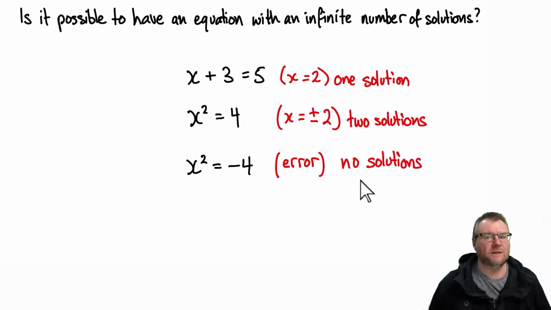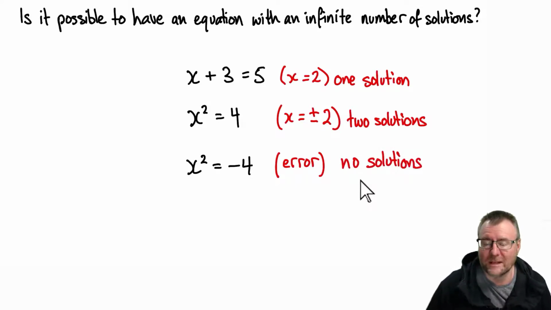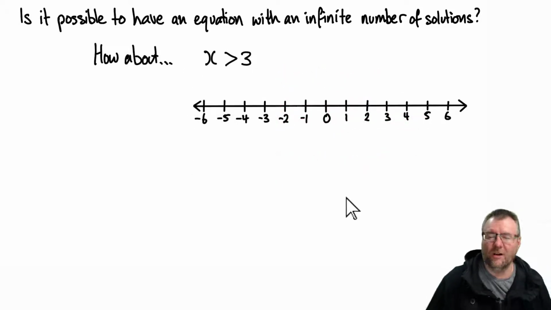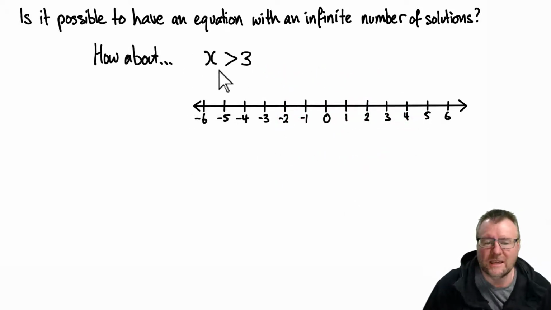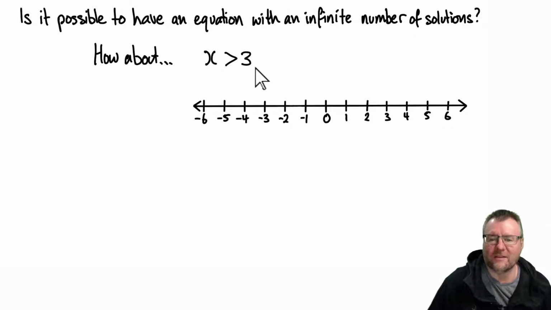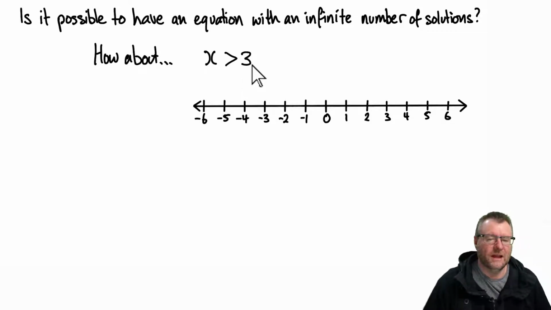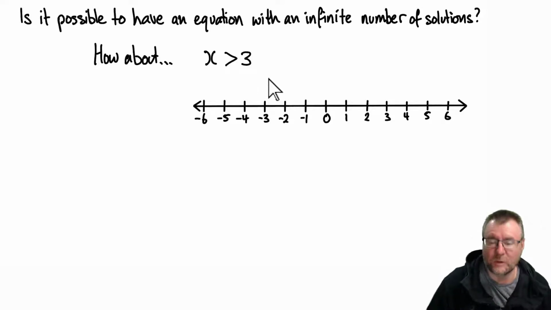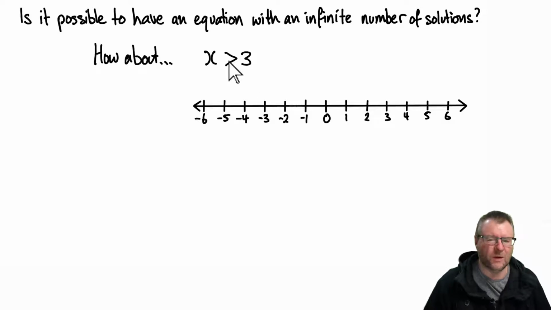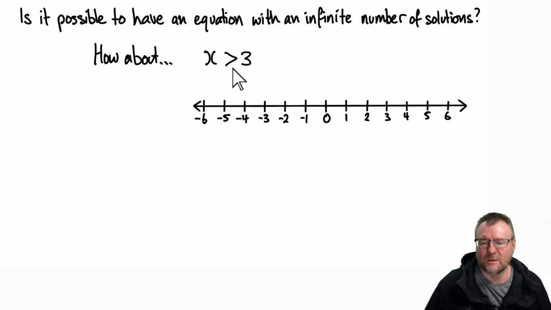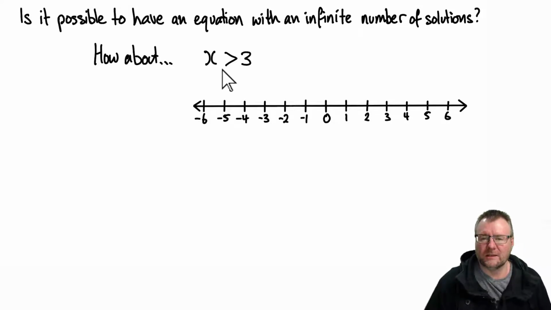So is it possible to have an equation that has an infinite number of solutions? Well, kind of. Looking at this thing here, x greater than 3. Now, it's not an equation because it doesn't have an equal sign, but it's kind of like an equation. We call it an inequality or an inequation. It's like an equation, but it doesn't have an equal sign in it. But there are still numbers that would make this true. There are still numbers that are greater than 3.